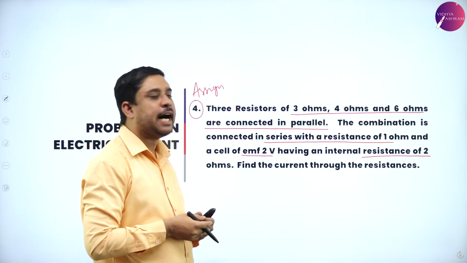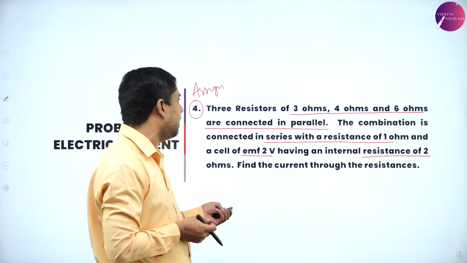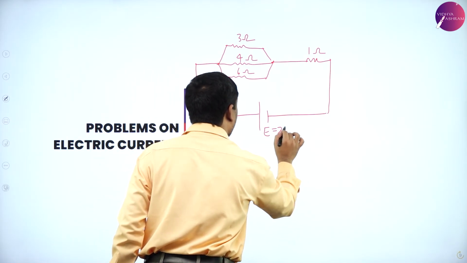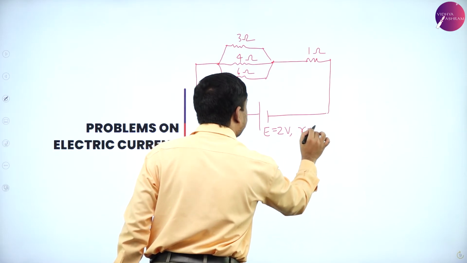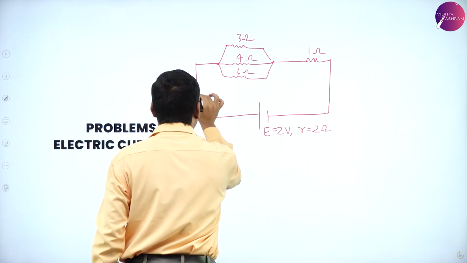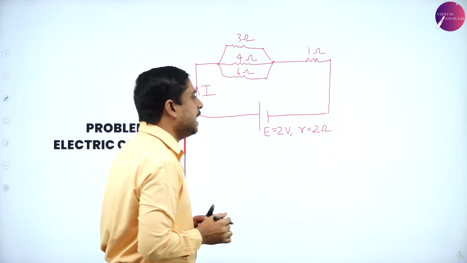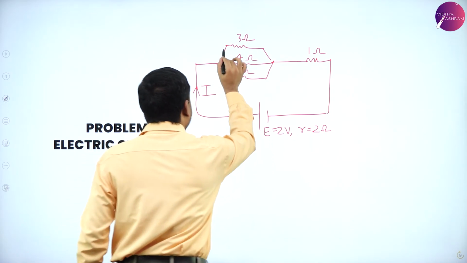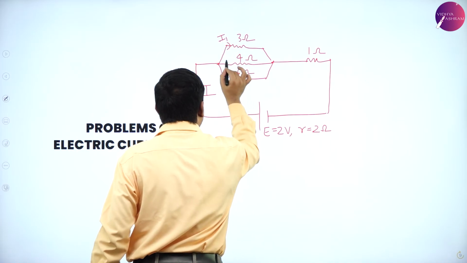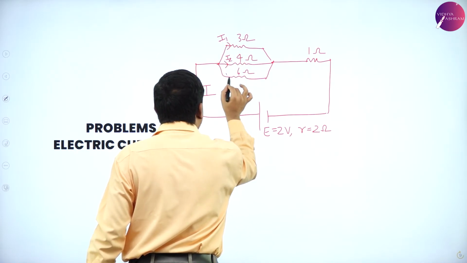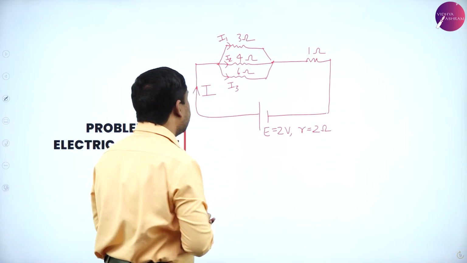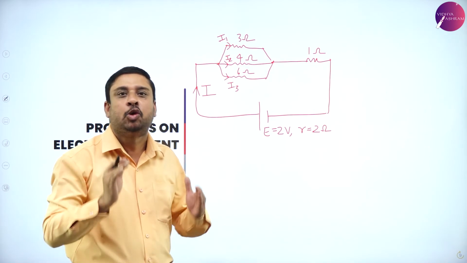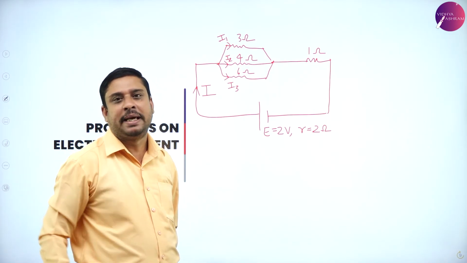I have to find the current through the resistances. So, EMF 2 volts, internal resistance 2 ohms. I is the main current flowing through this circuit. I1 across 3 ohm, I2 across 4 ohms, I3 across 6 ohms. I1, I2 and I3 have to be calculated.